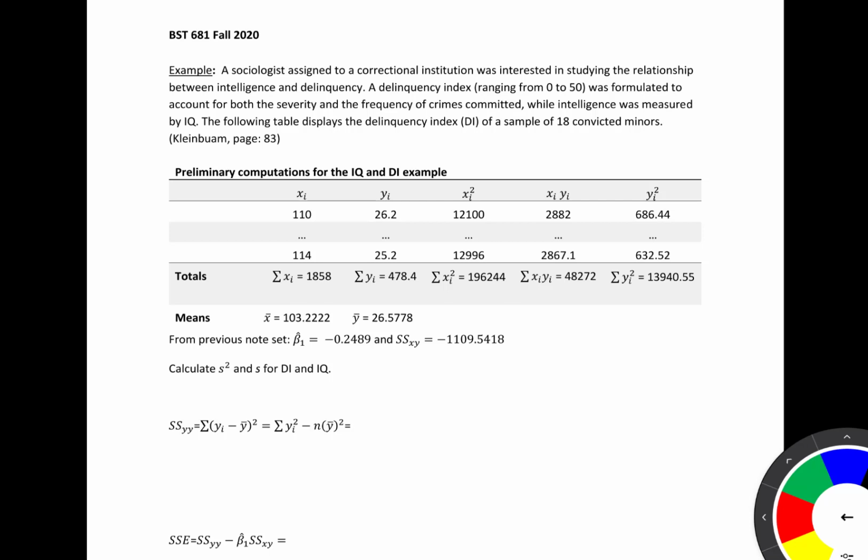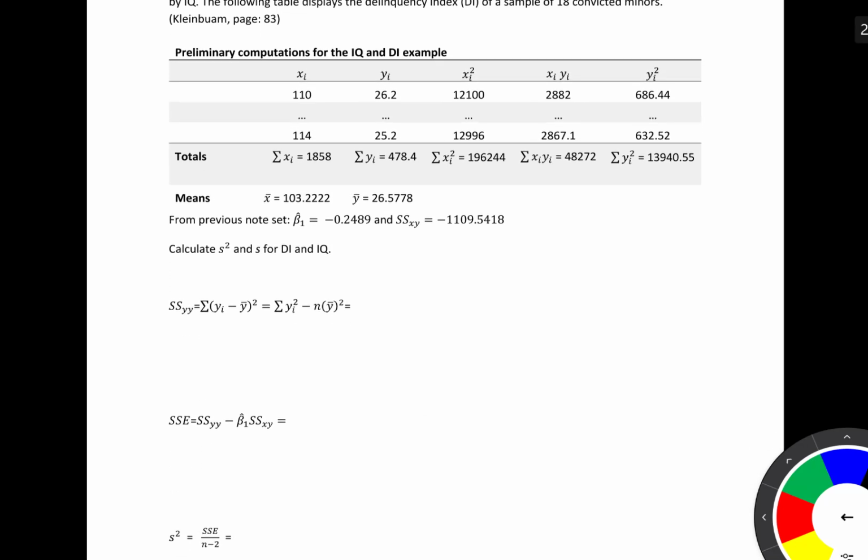So we're going to calculate s squared and s for the delinquency index and IQ example. To do this, we're still going to be working with some sums of squares. These are going to be very similar to the calculations we did when we got the estimates for the slope and the intercept. So notice we're going to start out with the sum of squares of y. We're going to start by just plugging in these values. The first value here, the sum of the yi squared, we can pull from right here.